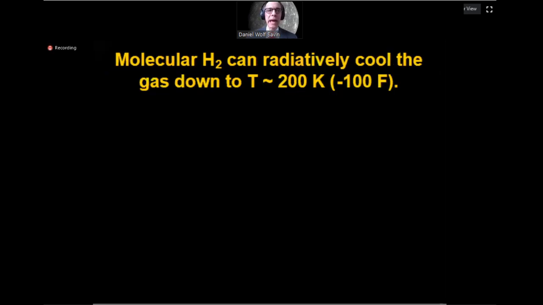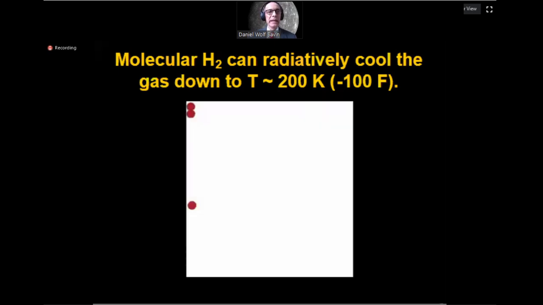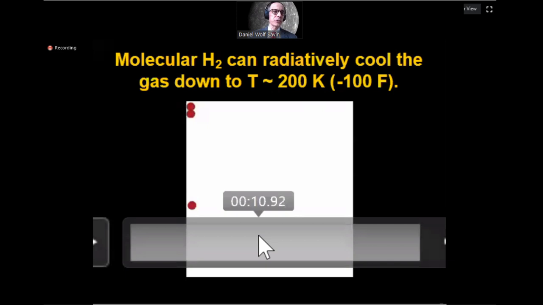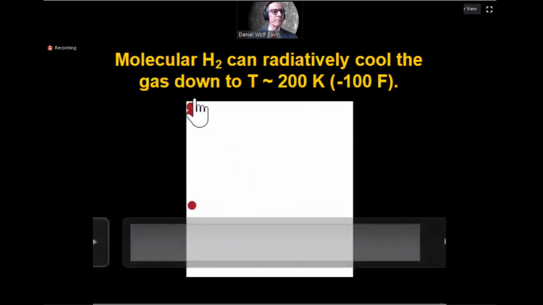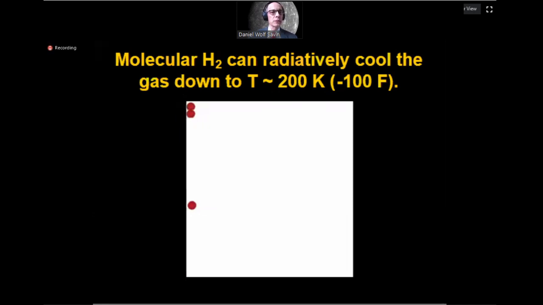Okay, so let me talk about how molecular hydrogen, which we symbolize by H with the subscript 2, cools the gas down to temperatures of 200 Kelvin. This is a cartoon simulation. We have a hydrogen molecule here. You can see these two red dots stuck together. That simulates a hydrogen molecule.